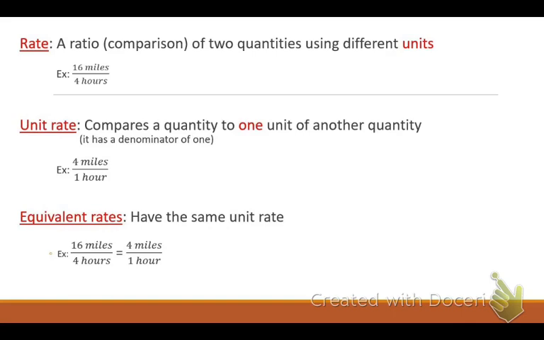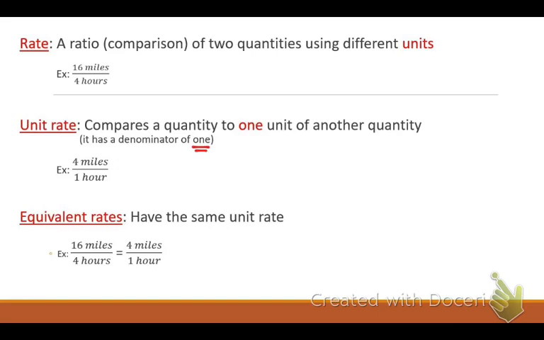Let's look at the next one, the unit rate. This compares a quantity to 1 unit of another quantity, and it has to have a denominator of 1. Let me have you guys underline that, because that's the main thing you really got to know about a unit rate, is that you must have a denominator of 1. So now with a ratio, it has to be the same units, but a rate has different units. What we talked about yesterday, once again, had the same units, but today we're talking about different units. Miles per hour. This one has 4 miles per hour.